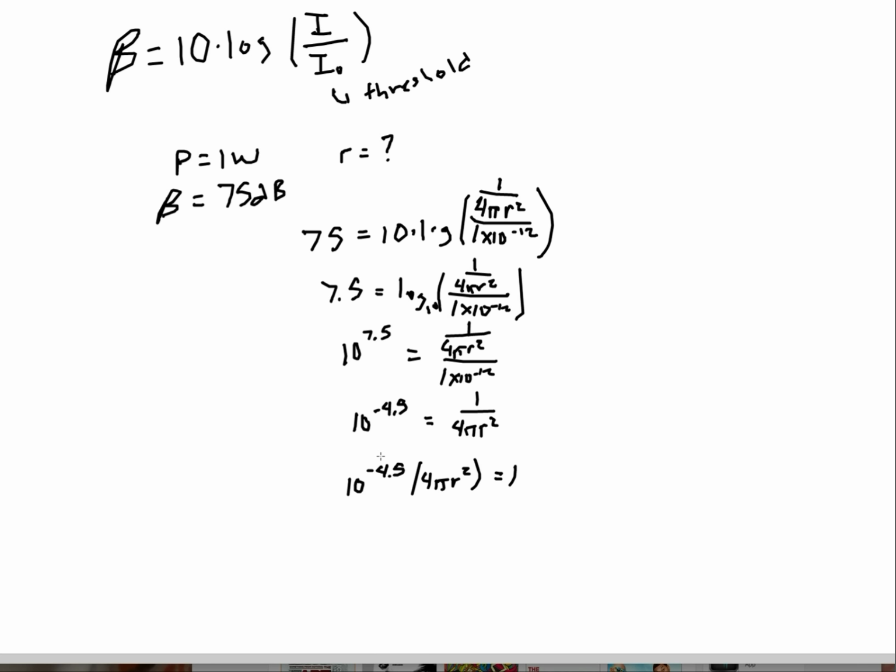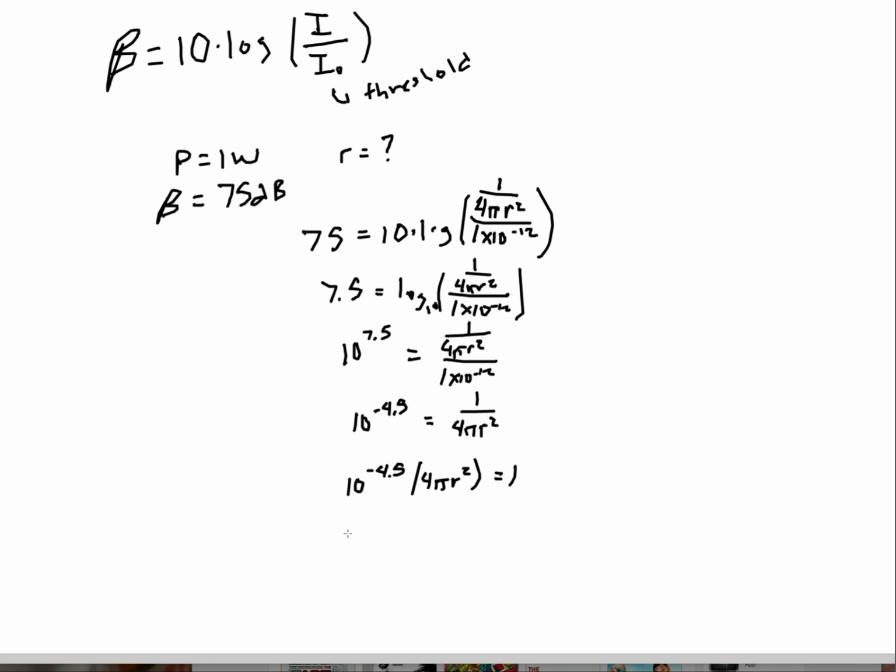Take 10 to the negative 4.5 and then multiply it by 4 pi. I don't have my calculator here, or I'd do it for you. So simplify that and then divide that to both sides.